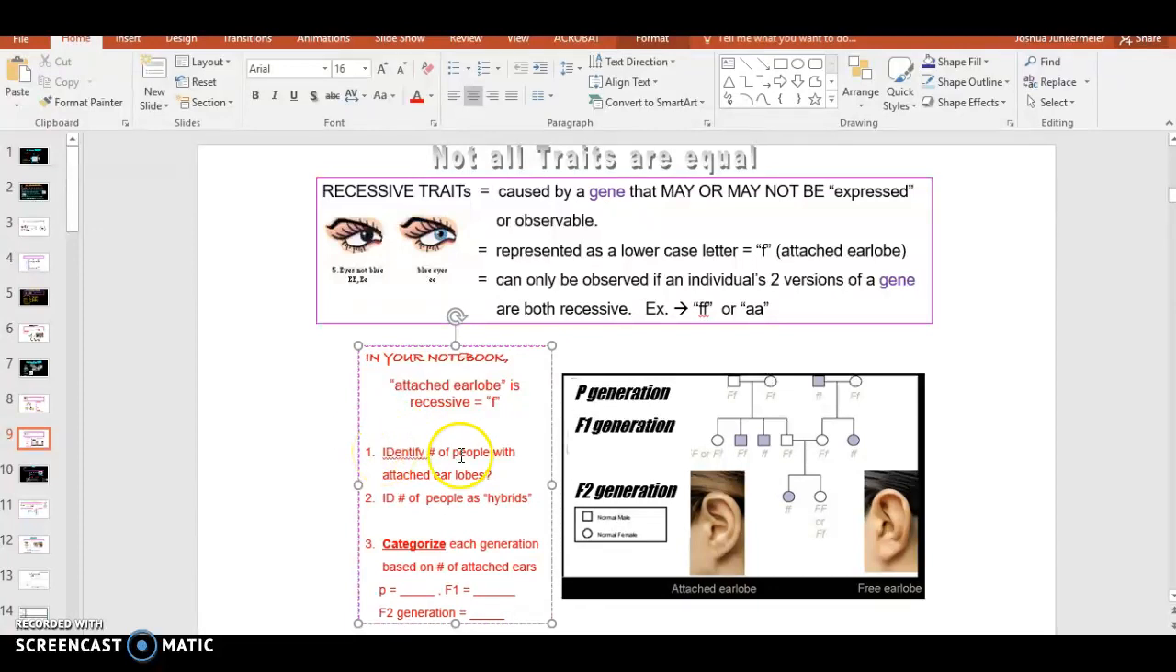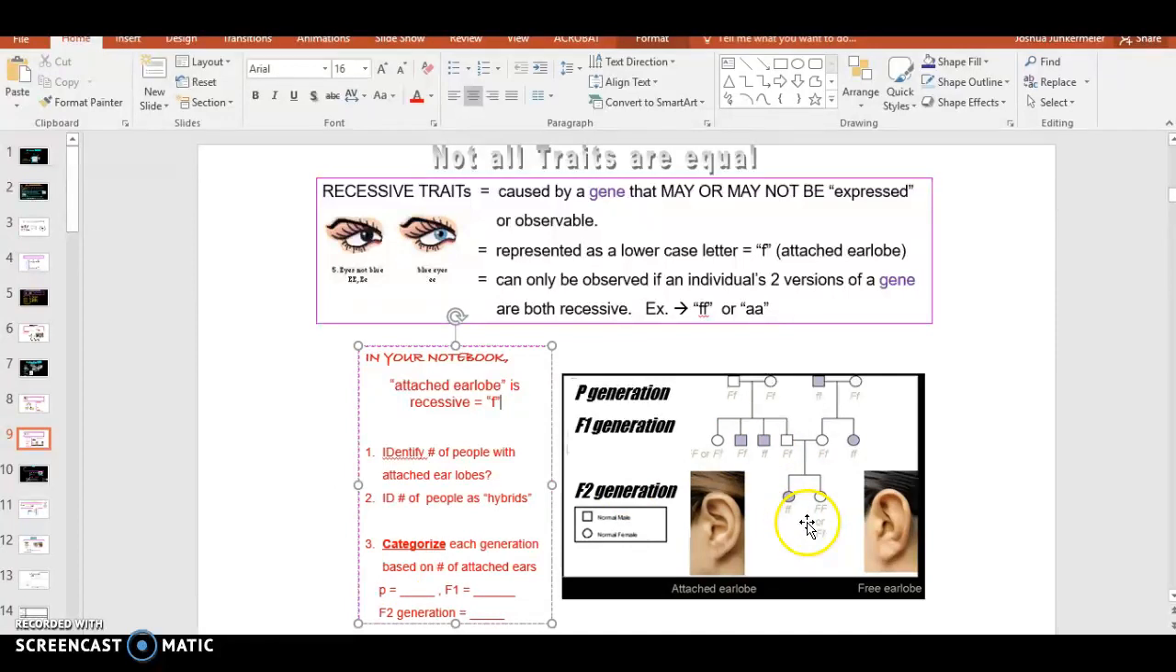Number 1, it says identify number of people with attached earlobes. So attached earlobes is what the trait is, the appearance of it. So what you have to do is count how many people only inherited little f versions of the gene.